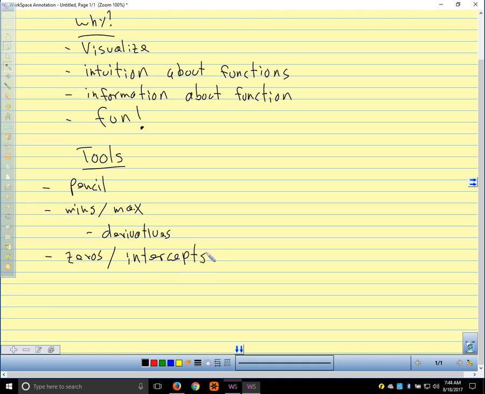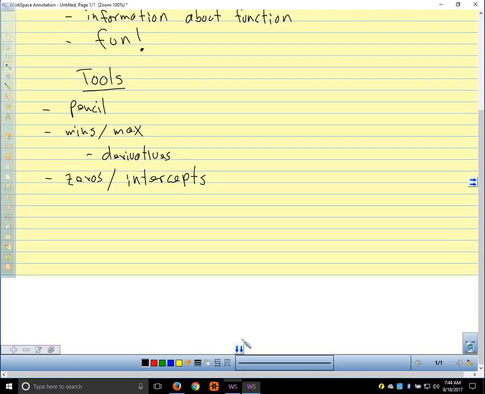And we don't even necessarily need calculus to do that. Sometimes it can help, but this is zeros and intercepts, where we spend a lot of time in algebra, and we spend a lot of time in pre-calc finding different ways of finding zeros and intercepts of various kinds of functions. That's one of the big focuses of pre-calc. End behavior, yes, nice.